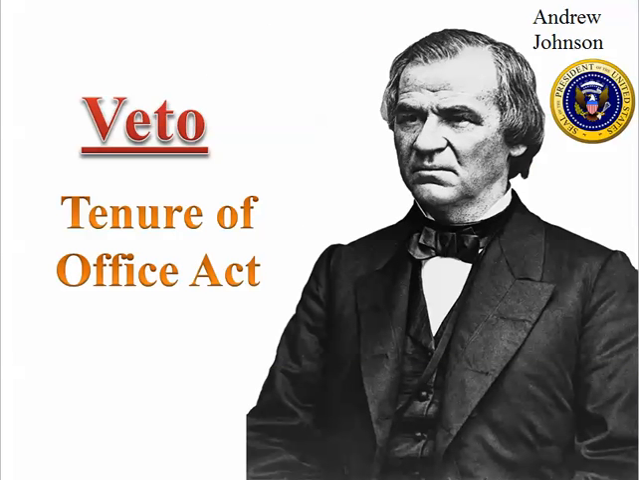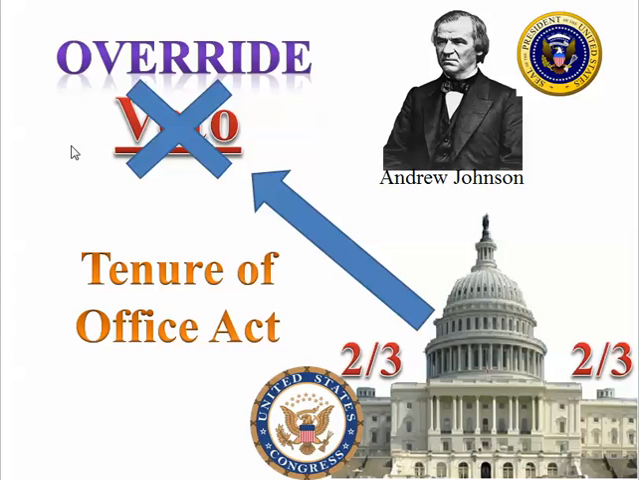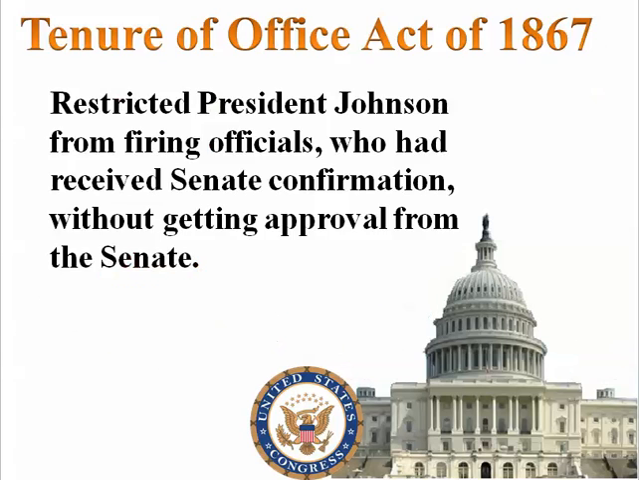So Johnson vetoes this Tenure of Office Act, and then these two guys here in Congress overrode his veto. Again, checks and balances: you have to have a two-thirds vote in each house, the House and the Senate, to override a presidential veto. You're going to learn this stuff in civics. Okay, so this law comes into effect.